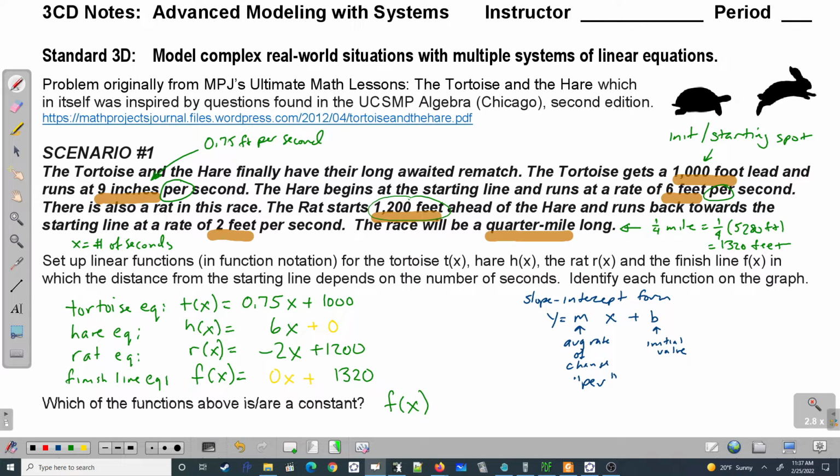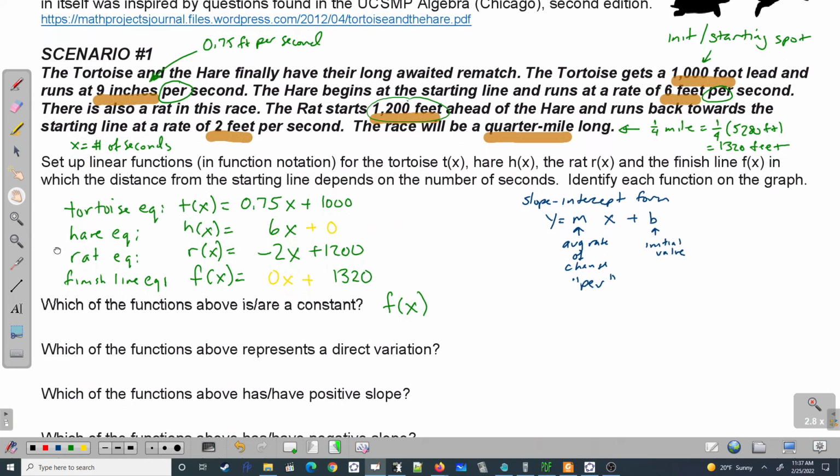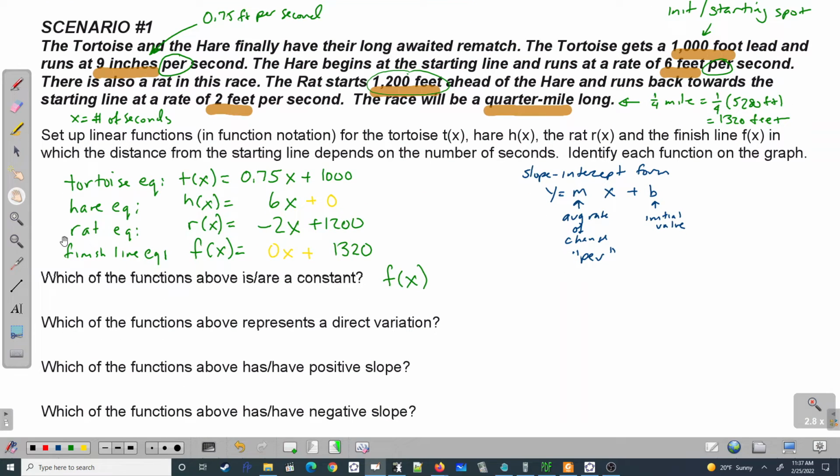Now let's go ahead and review some vocabulary terms from the past. Direct variation. A direct variation is essentially where you have a constant rate of change, but you did start at 0, 0. The only racing animal that actually starts at the starting line and proceeds to move at a rate consistently throughout would be the hare. So the hare's function would be our example of a direct variation.